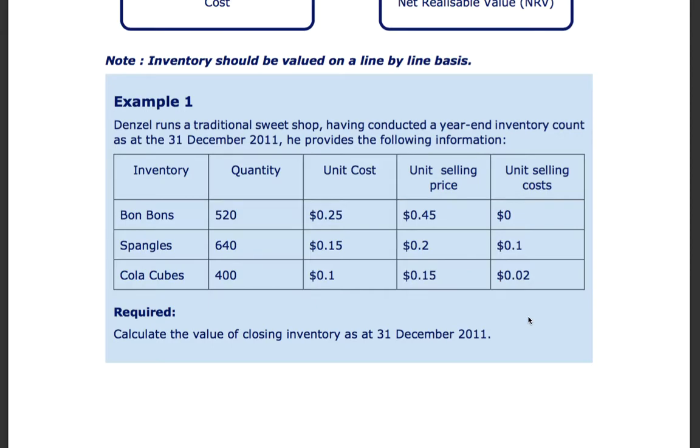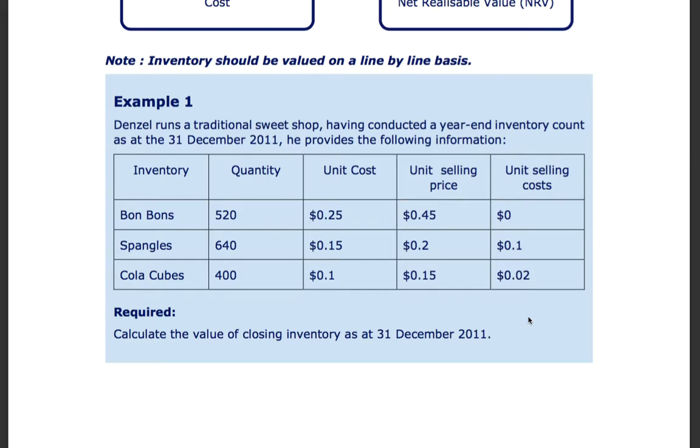Having conducted a year-end inventory count as at 31st December 2011, he provides the following information. He had 3 inventories. I wouldn't normally do this, but I'm going to say the names: Bonbons, Spangles, Cola cubes. Nice names.